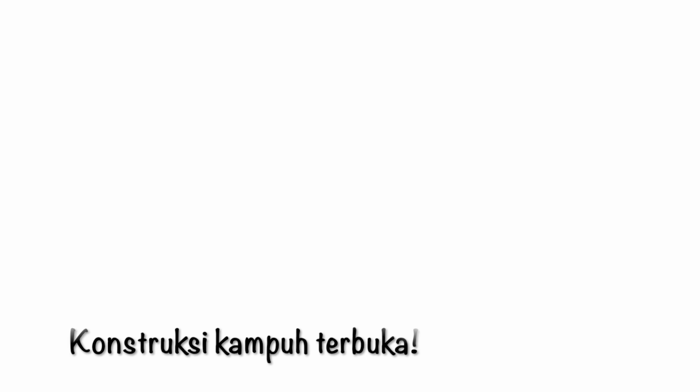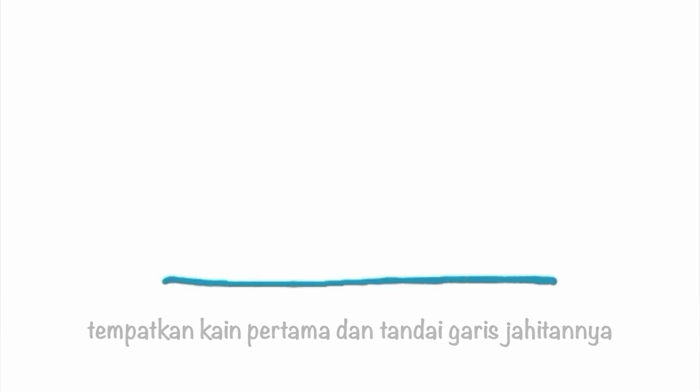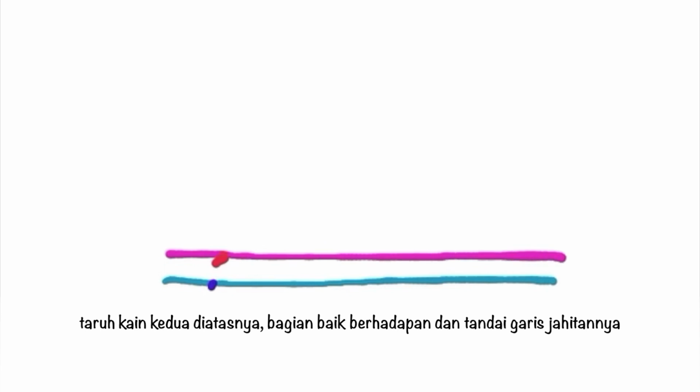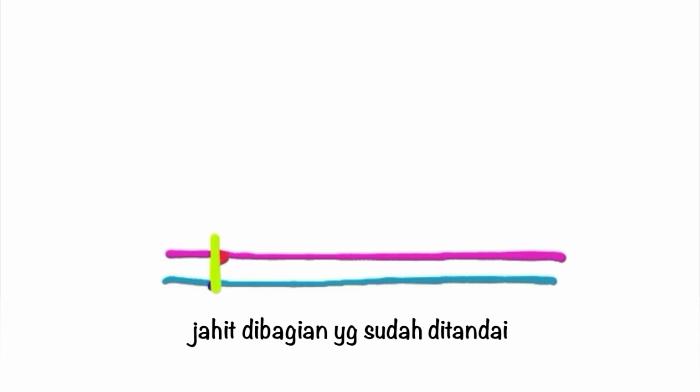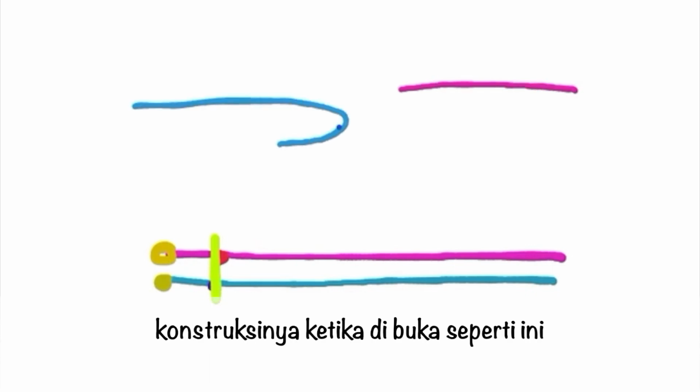The constructions. Place the first fabric and mark the seam line. Place the second fabric right side together and mark the seam line. Sew the stitch to the seam line. Overlock the seam allowance edge on each piece separately. The construction when it's open is like this.